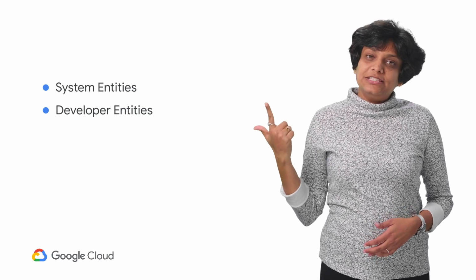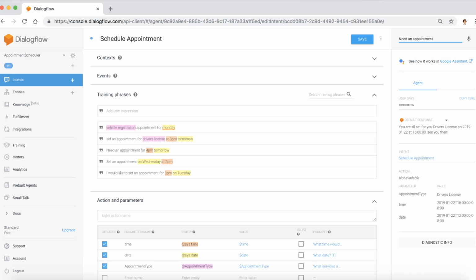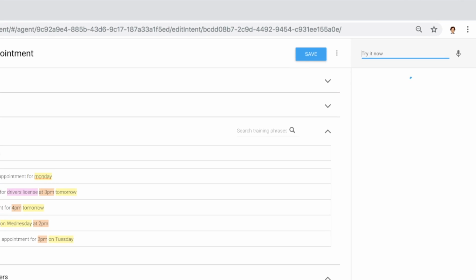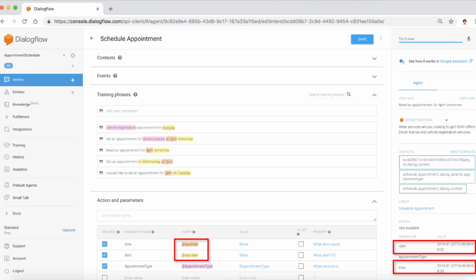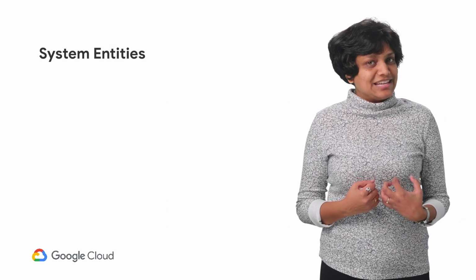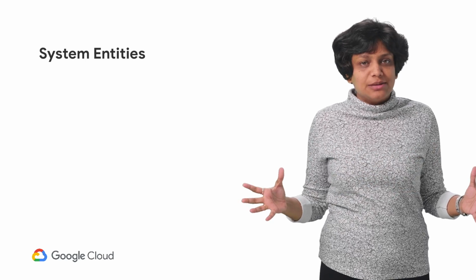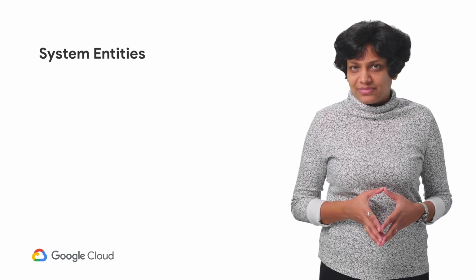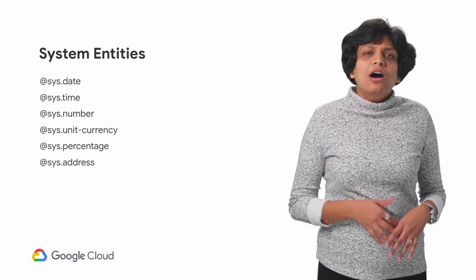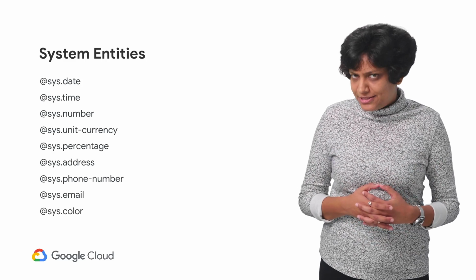There are three types of entities: system entities, developer entities, and session entities. Now, you might remember from our appointment scheduler chatbot when we said "need an appointment for 4 p.m. tomorrow," the date and time were automatically extracted as system entities date and time. It was all automatic. As you saw, system entities allow agents to extract information about a wide range of concepts without any additional configuration. Data like address, emails, currency, phone numbers are some of the common examples of system entities.